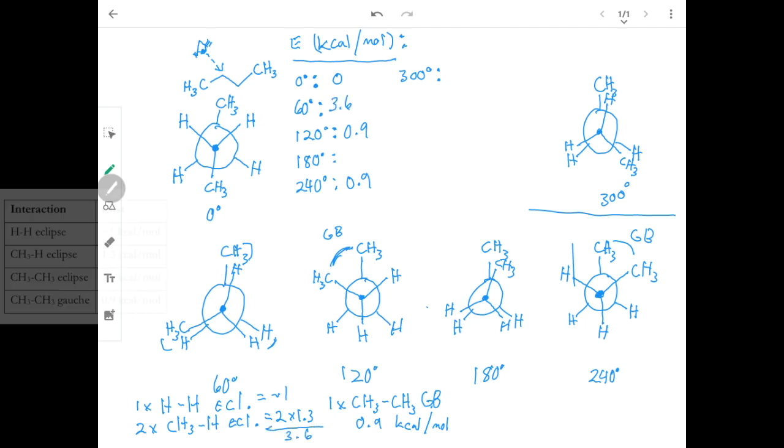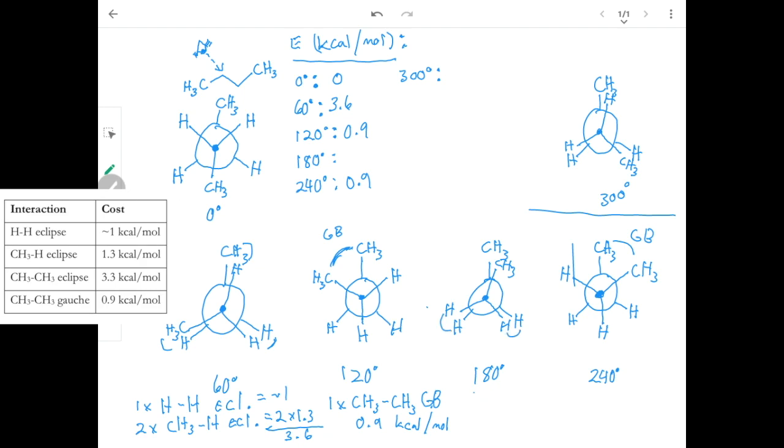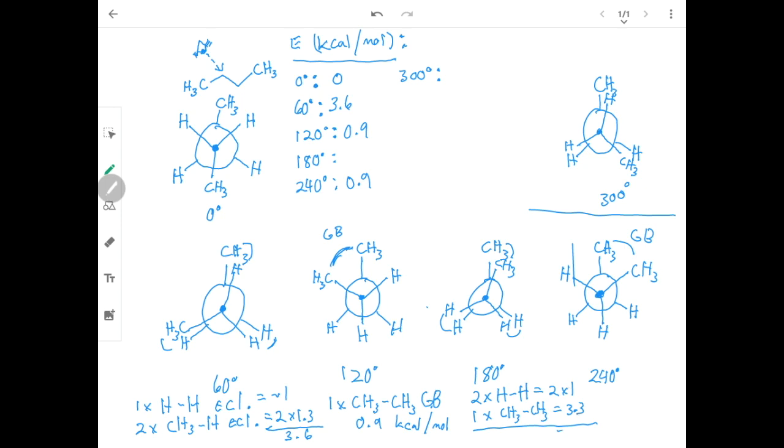Okay, now let's look at 180. So here we've got HH and HH, so we've got 2 HH worth 1 each, 2 times 1, plus we have 1 CH3CH3, which the table on page 21 of your lab manual says is 3.3. So if we add these up, we have 2 plus 3.3, so 5.3. Okay? And then now we've got to do 300. So we've got 1 HH, CH3H here, and a CH3H there. So if we have 2 CH3Hs and 1 HH, that's going to have the same energy as 60 degrees. So that's going to be another 3.6.